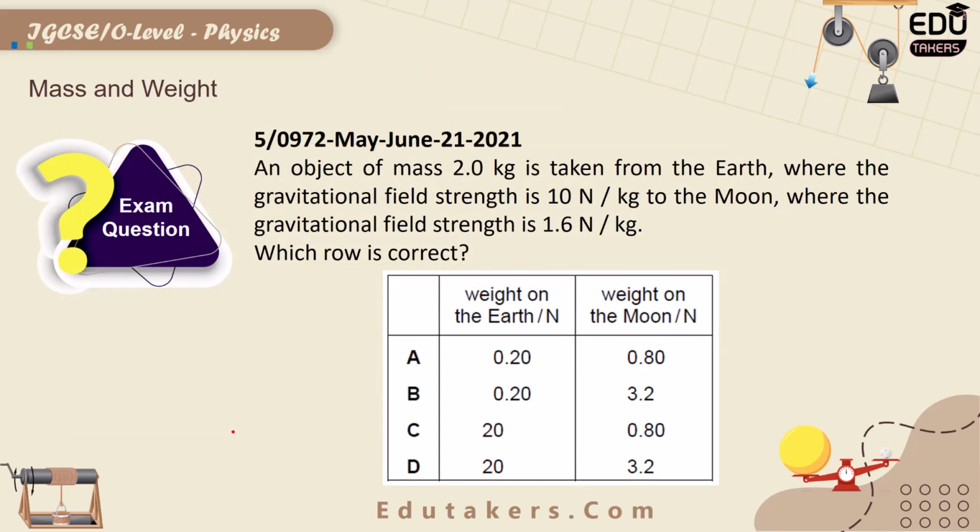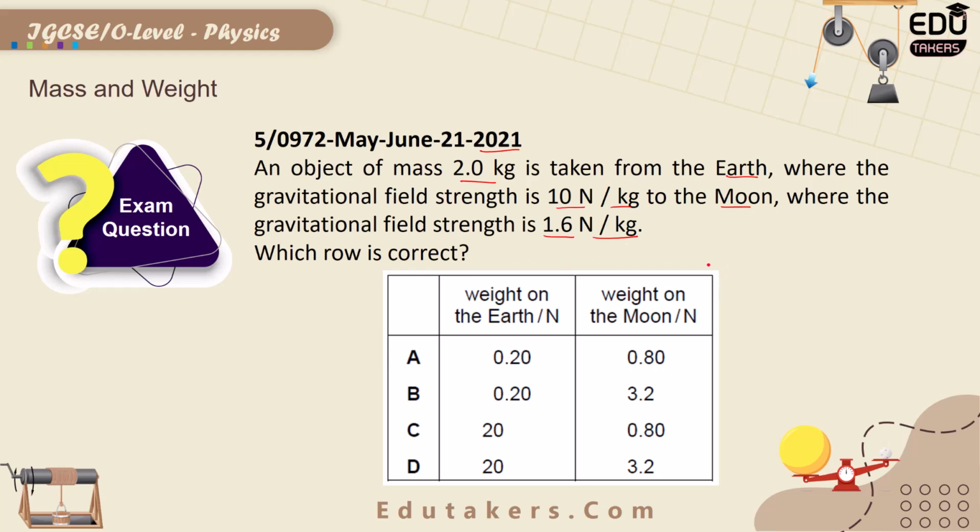Here is another exam question that appeared in May-June 2021. An object of mass 2.0 kg is taken from the Earth, where the gravitational field strength is 10 Newton per kilogram, to the Moon, where the gravitational field strength is 1.6 Newton per kilogram. Which row is correct? So here you can see in the options the weight on the surface of Earth and on the Moon is given. You have to find out the weight on the surface of Earth and on the surface of Moon.